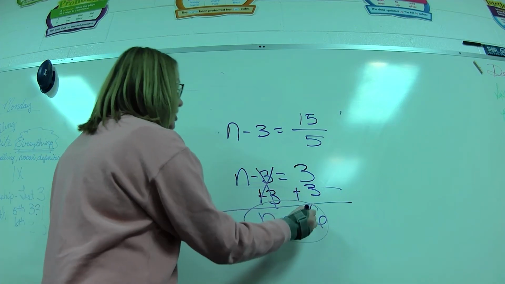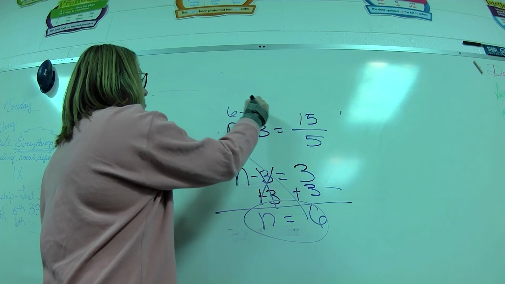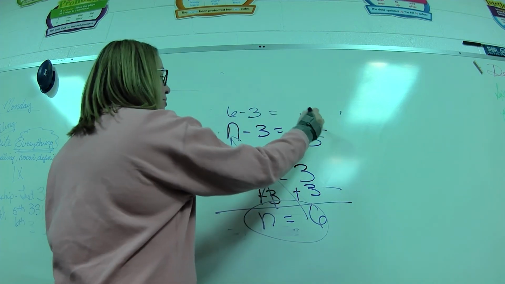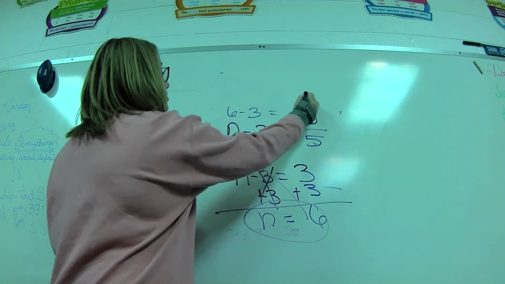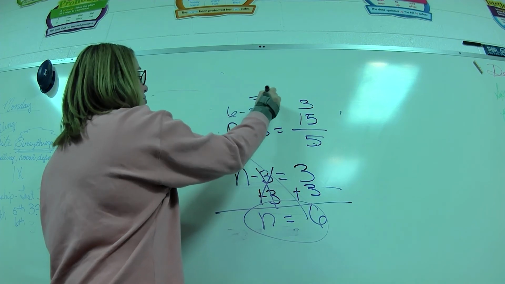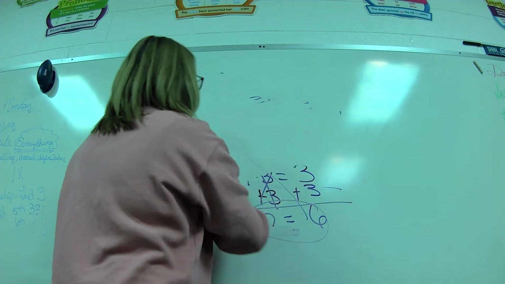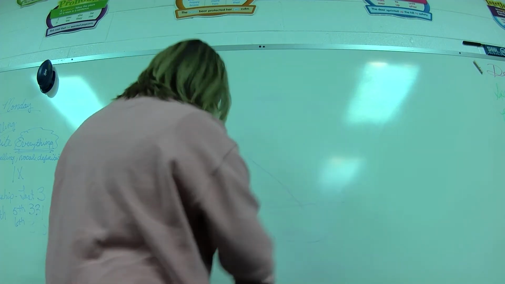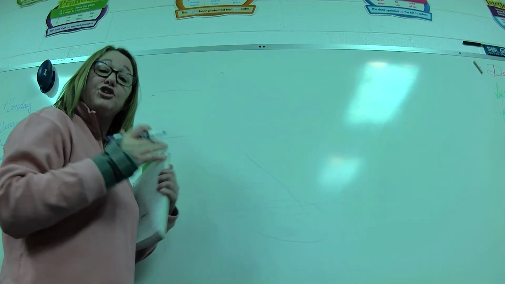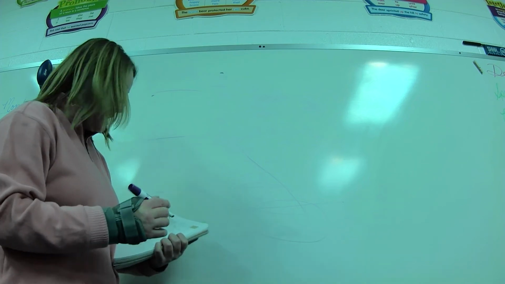Again, take your value, plug it in right here. 6 minus 3 equals, what we said, 15 over 5 was 3. 6 minus 3 is 3. 3 would equal 3. And again, we're just practicing some more equations, making sure our equations are equal. That's what the word equation means.